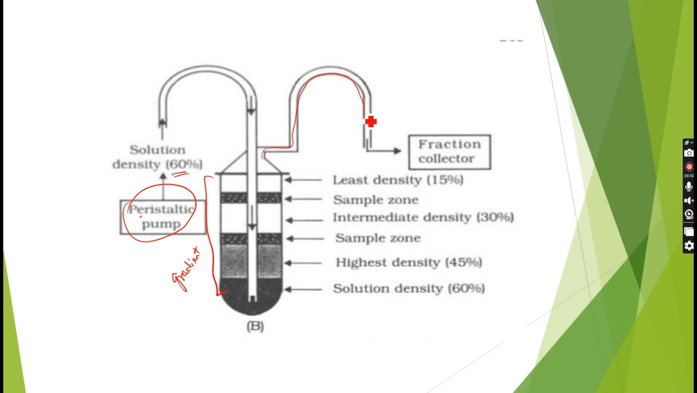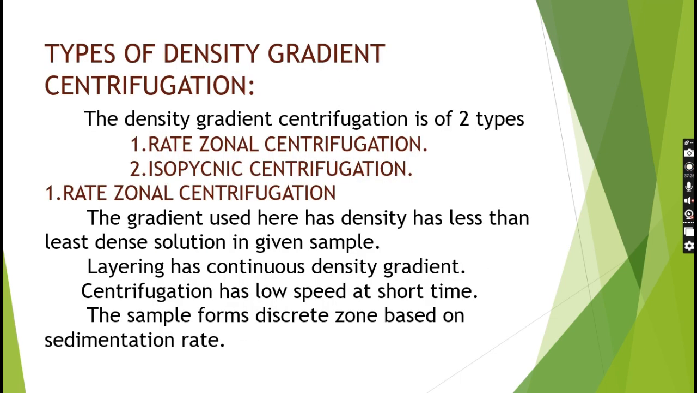These displaced gradients, starting with the light dense solution, are separated by the fraction collector first. The least dense solution is separated first, and gradually the different dense solutions can be separated. This is density gradient centrifugation recovery, which is a very important and tedious process, where the puncturing technique or the displacement technique can be used. Next, we are going to see the types of density gradient centrifugation. These types are rate zonal centrifugation and isopycnic centrifugation.